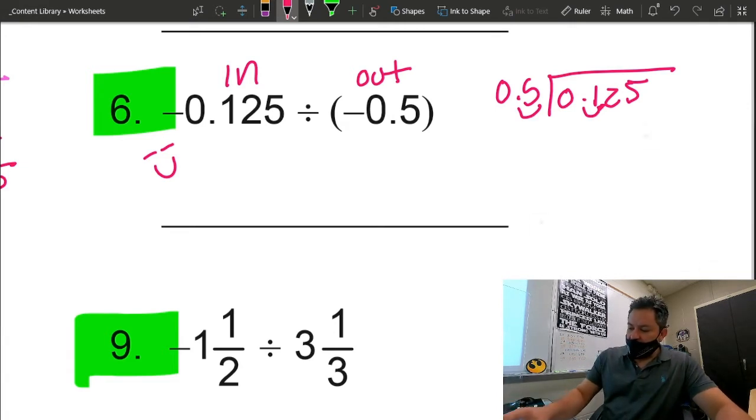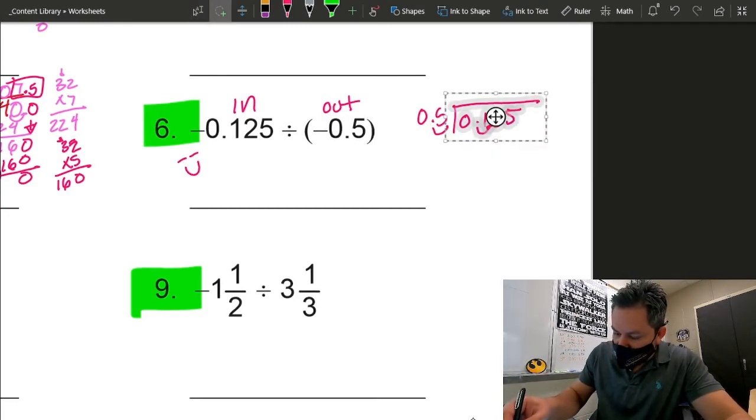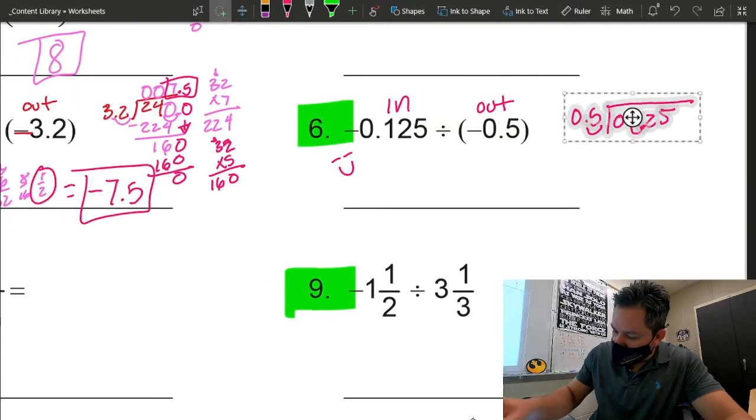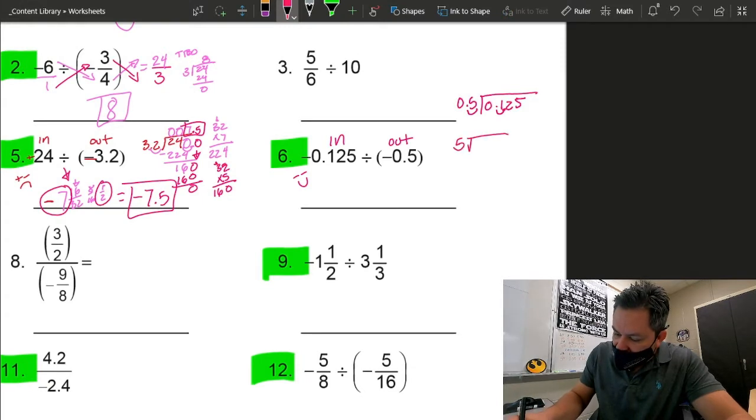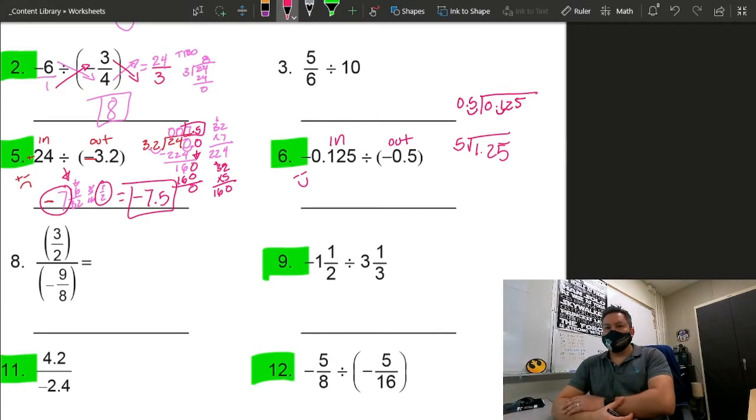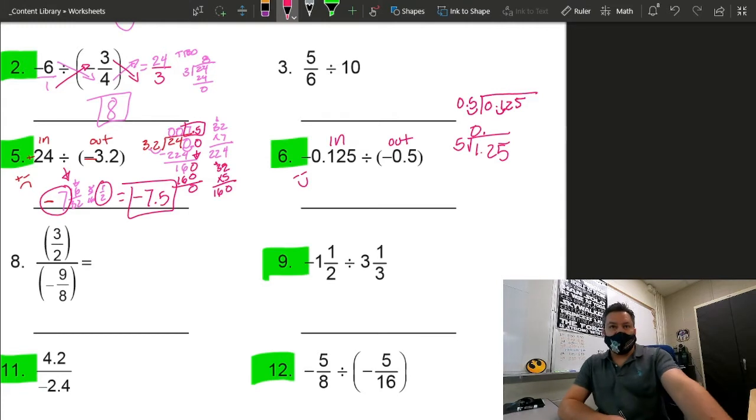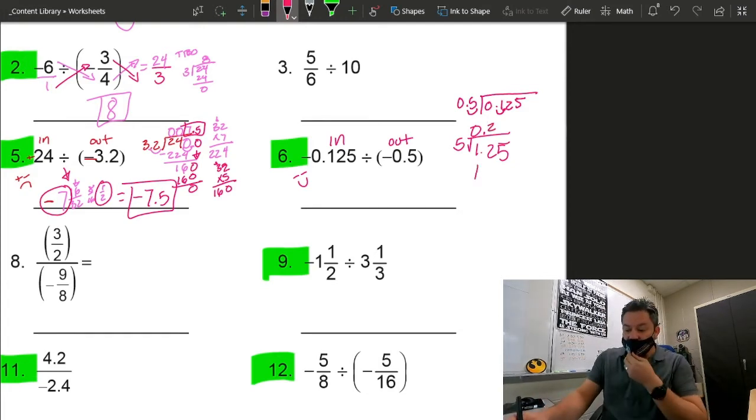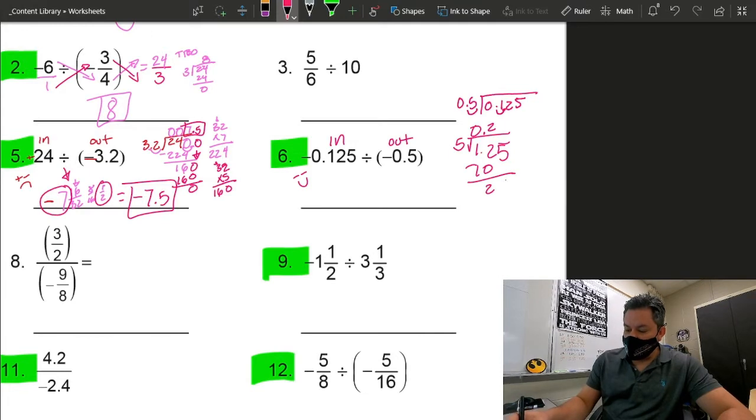So if I rewrite this, now we're going to have 5 divided by 1.25. Now, how many times does 5 go into 1? 0. Bring the decimal up because we're at that stage now. Next, how many times does 5 go into 12? 2. 2 times 5 is 10. Subtract and you get 2, and bring down the 5.